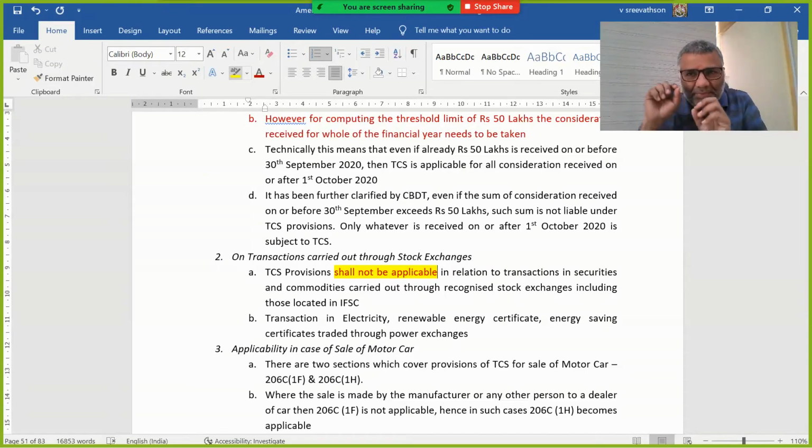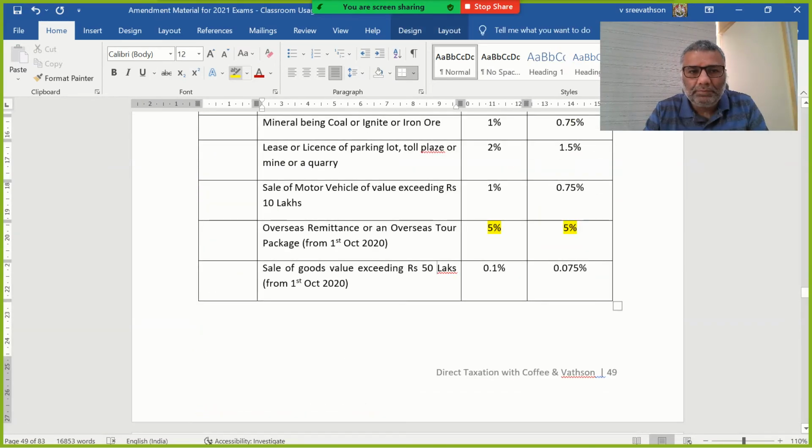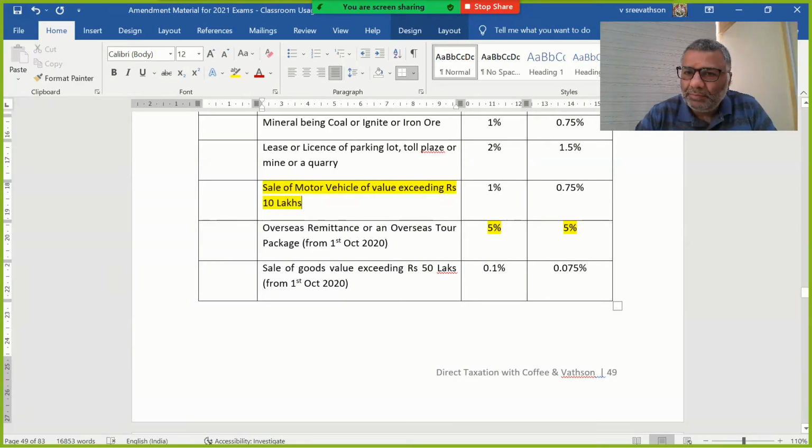Motor car, something interesting to understand. I go back here. Please understand. On sale of a motor car of a value exceeding 10 lakhs, 1% tax has to be collected, or 0.75% tax has to be collected. Okay, that is the COVID rate. 1% tax has to be collected.